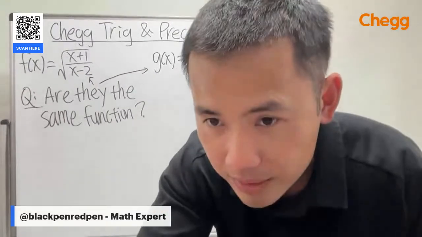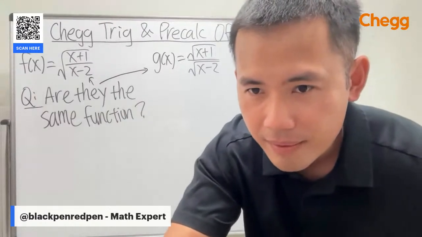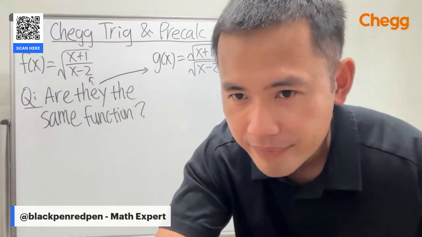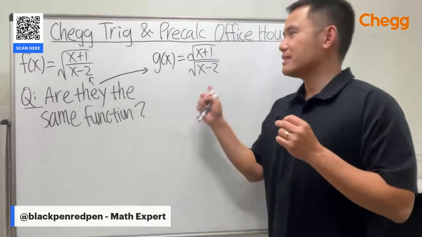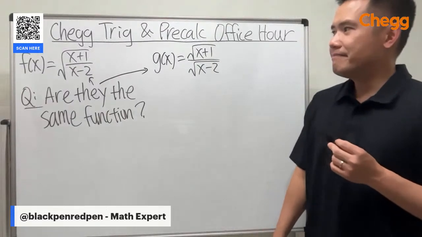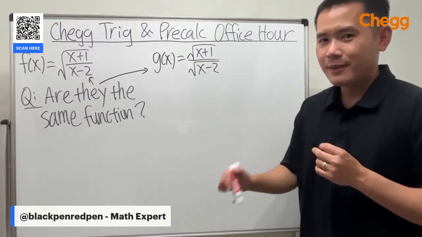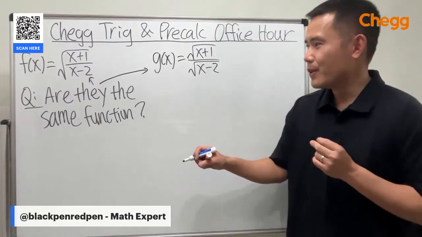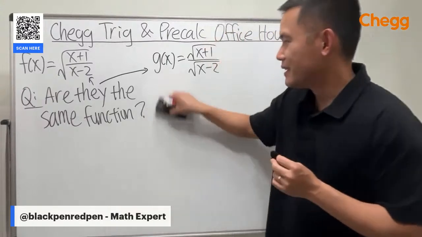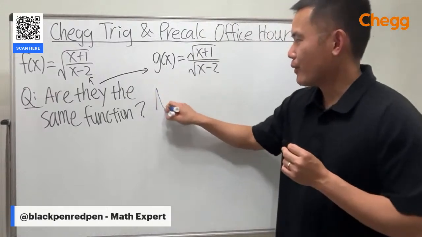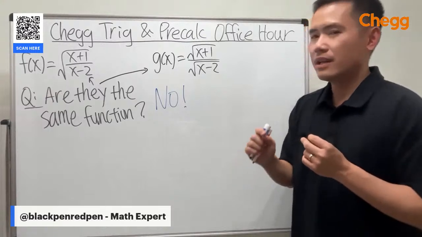All right, let me see who has this already. Oh, many of you guys are saying yes. Ready for the answer? All right, 3, 2, 1. Are they the same function? No, just kidding. No, with a factorial. They are not the same function.